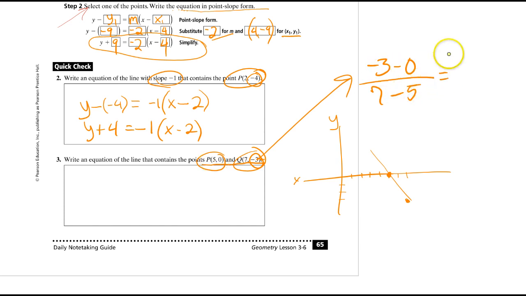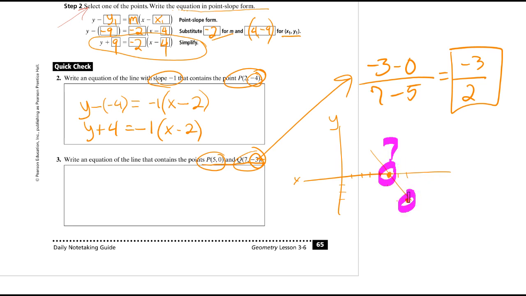Well, -3 take away nothing, that's -3. And 7 take away 5, that's 2. So here's my slope. Look at that, negative slope. So I'm going down 3, 1, 2, 3, and over 2. 1, 2. Oh, that's just what I did when I graphed them. That's so exciting. All right, so I got a slope. I'm not done. Now I have to put one of these points. Which one? This one or that one? Pick one of them and put it into point slope form.